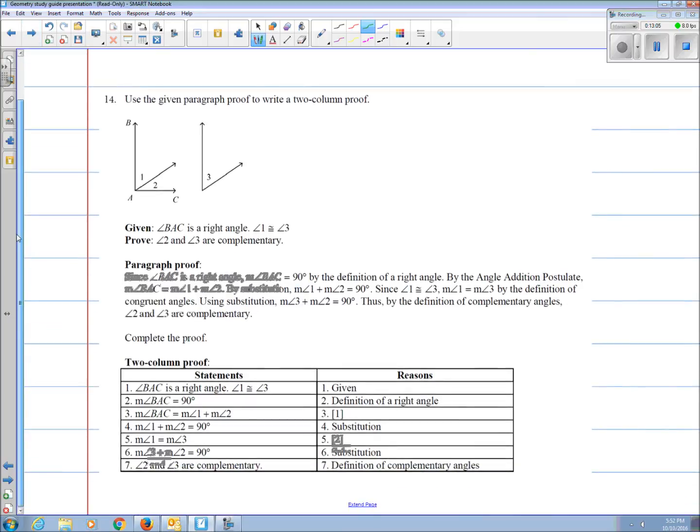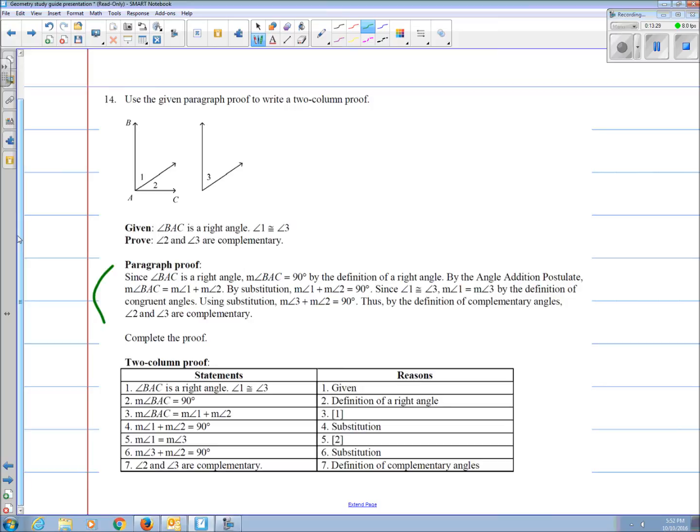On 14, so this is a long proof. We just have to fill in 2 parts to it. But basically they say given angle BAC is a right angle and angle 1 is congruent to angle 3, prove that angle 2 and angle 3 are complementary. This paragraph proof right here pretty much tells us exactly what to do.